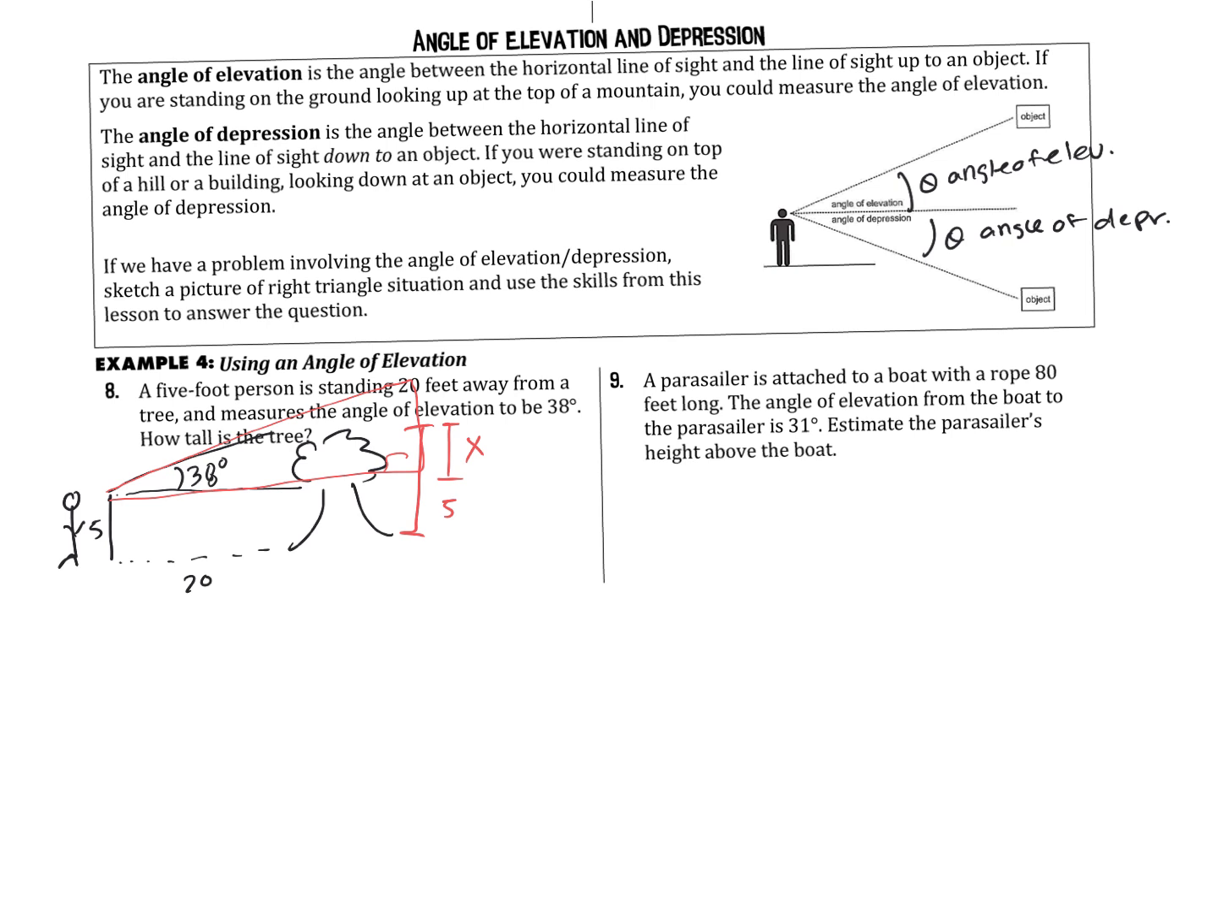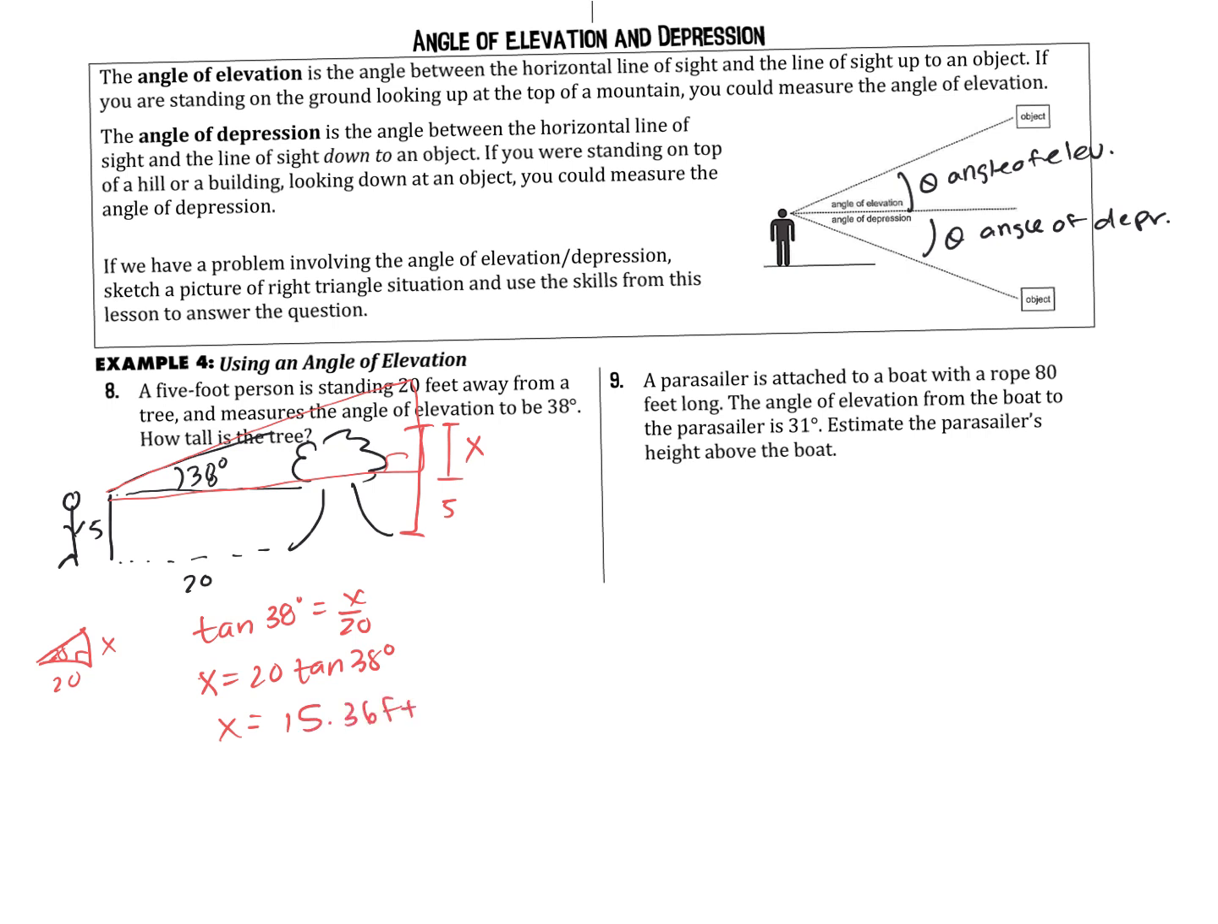length is. So if we know the base of the triangle is 20 and we know the angle is 38, we want to talk about the opposite side. So we're really saying 38, x, and 20. Which trig function is going to help us find that? It's going to be tangent. So tangent of 38 degrees is going to be x over 20. So x is going to be 20 times tangent of 38 degrees, which we can grab a calculator for. That's going to give us 15.36 feet.